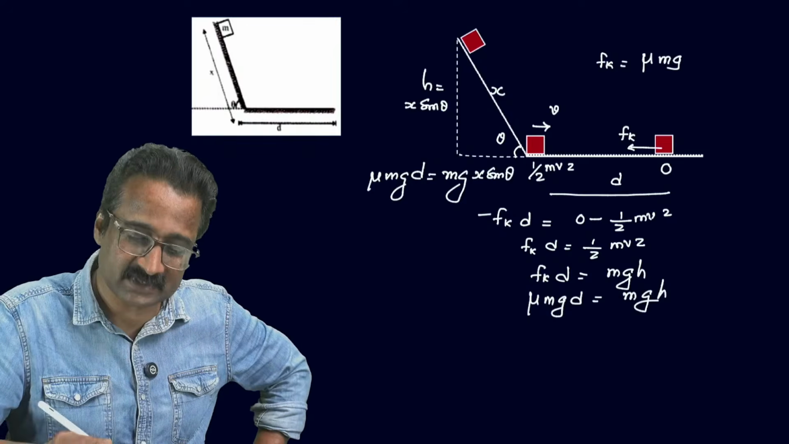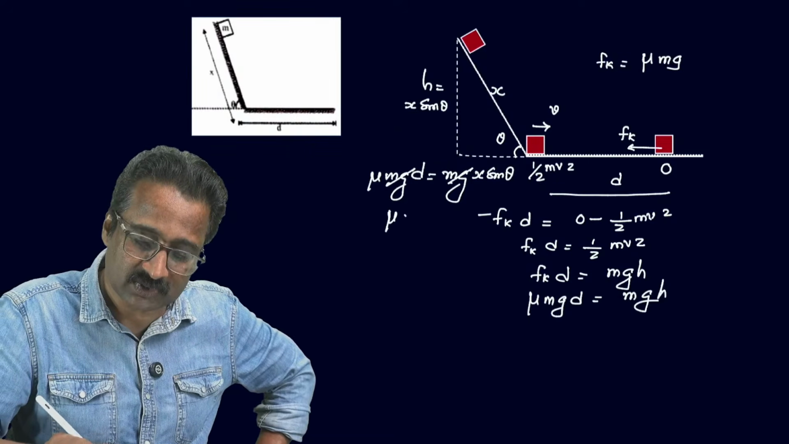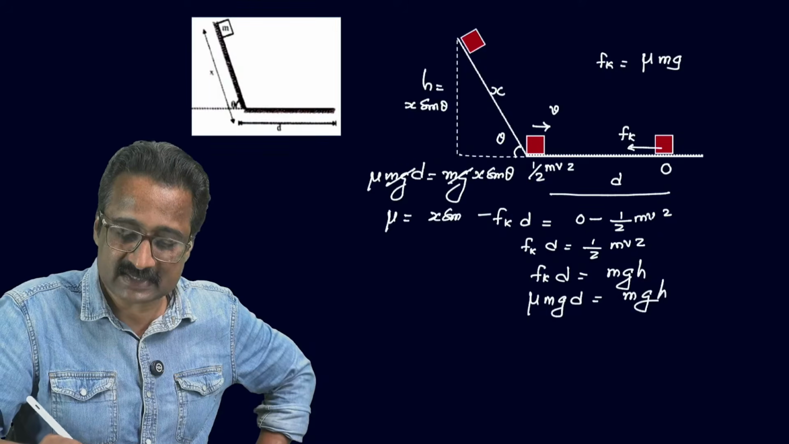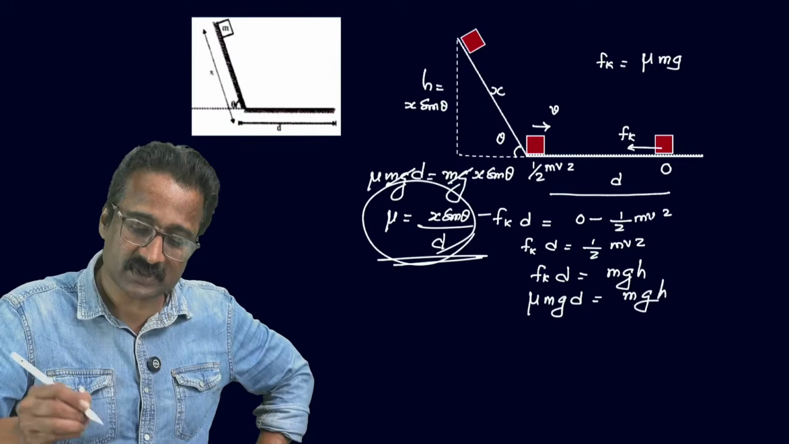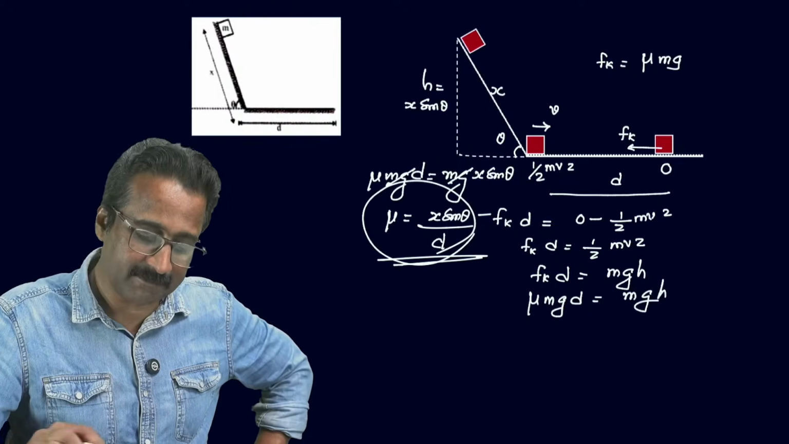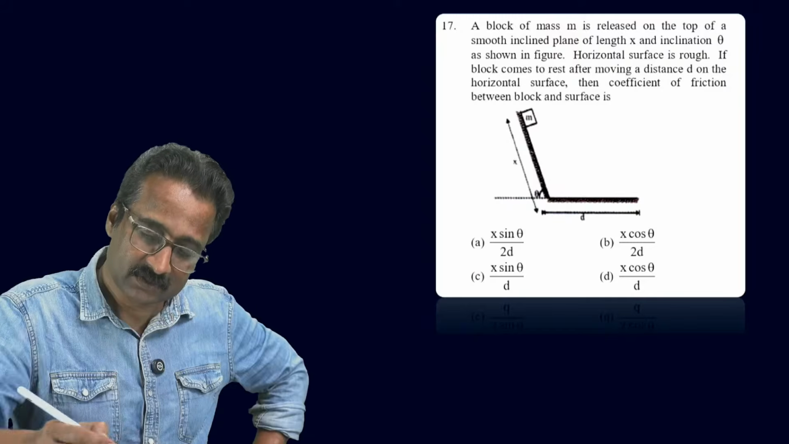Yes, here comes the answer. Mg is cancelled. They ask you what is mu. So here is the answer: it is x sine theta divided by d. So this is it, x sine theta by d, that is the coefficient of friction. You go with option C. So this one is right.